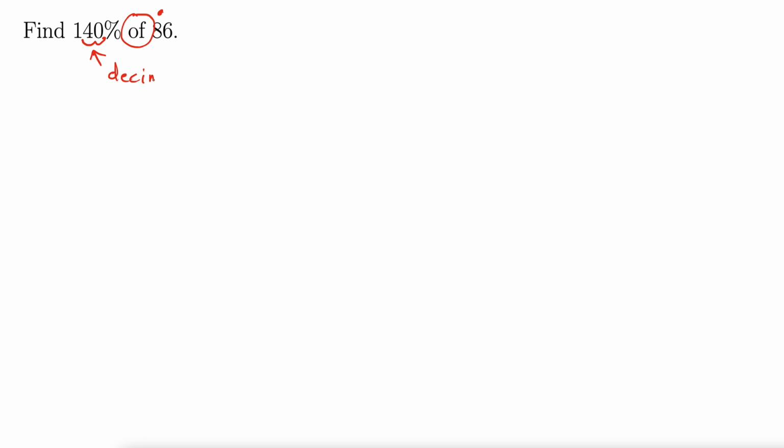So, decimal 2 places to the left. We are ready to calculate. 140% becomes 1.40, but actually we don't need that 0 because it's to the right of all the digits to the right of the decimal. So I'm just going to leave that 0 off. It's just 1.4, "of" became times 86. So we have 1.4 times 86. We use a calculator for that and we get 120.4. There we go.